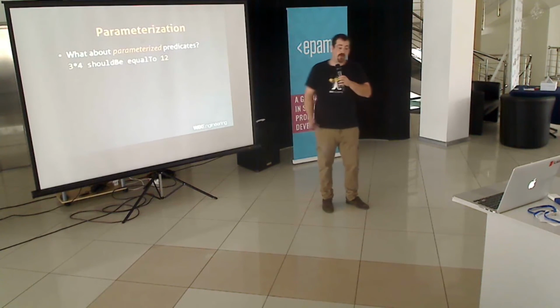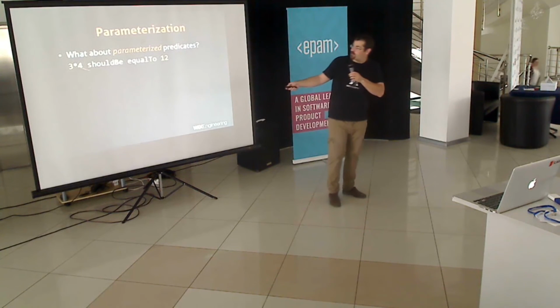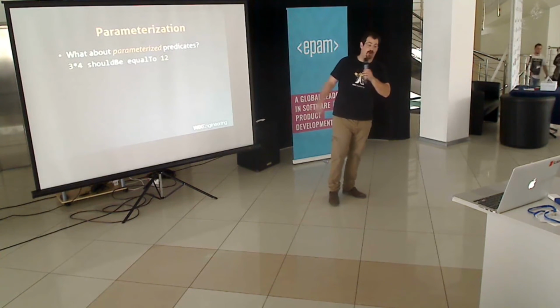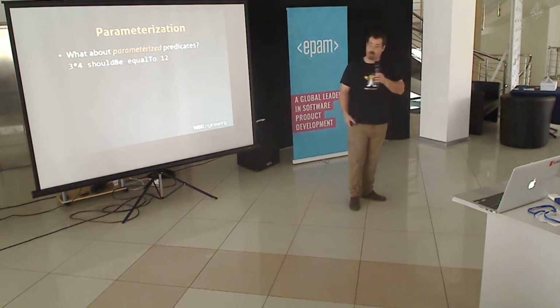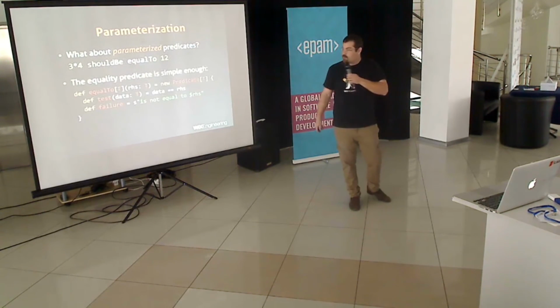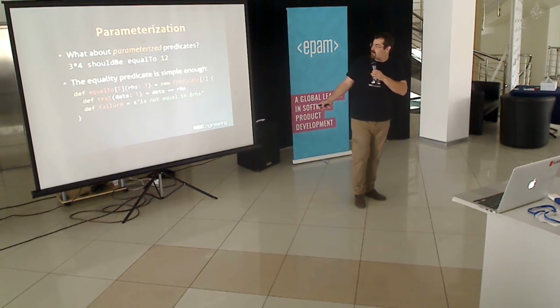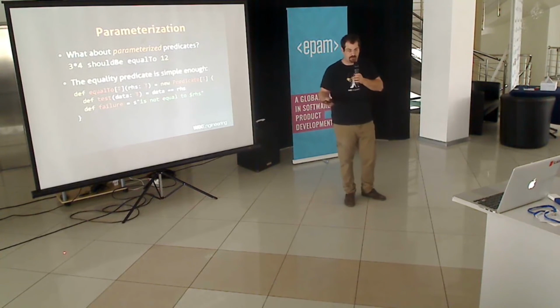What about parameterized predicates? We have 3 times 4 should be equal to 12. This is our sentence structure. This is what we ideally would like. Well, there are 2 problems here. First off, the equality predicate, just to set the stage, is pretty simple to implement.